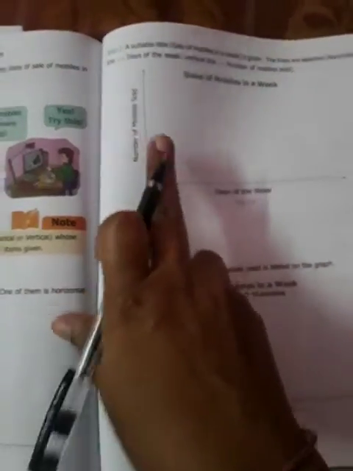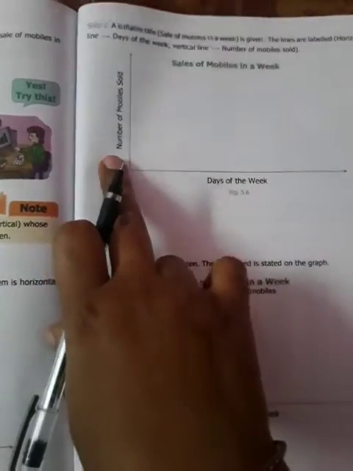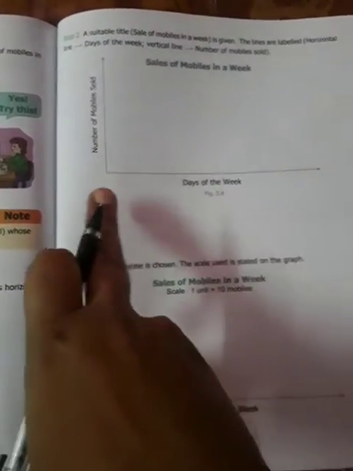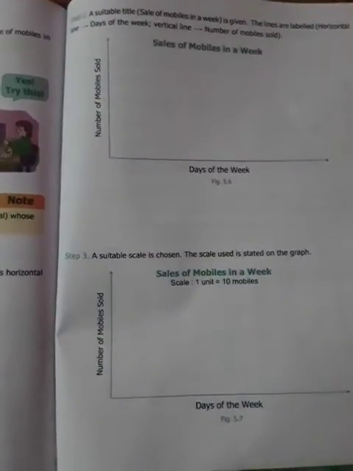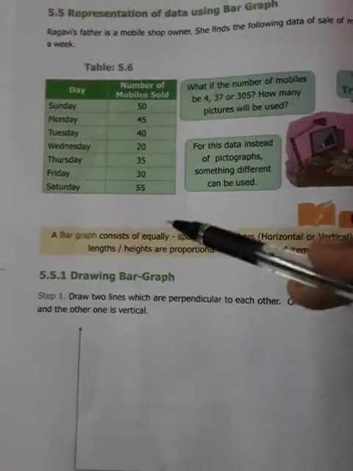Clear? First what do you want to do? First draw the x-axis, y-axis. After that mention the headings, days of week, number of mobiles. You can change and write, no problem. Here you can take number of mobiles, here you can take days of week. It's your wish. But if you write like this, it will be easy for you: first heading always write in x-axis, second heading always write in y-axis. After that you want to choose the scale. Here most of the numbers will come in the 10th table, so I took 10 mobiles. 1 unit is equal to 10 mobiles.